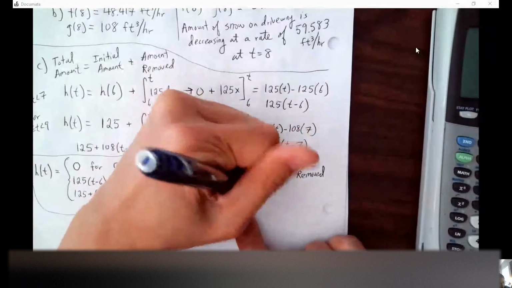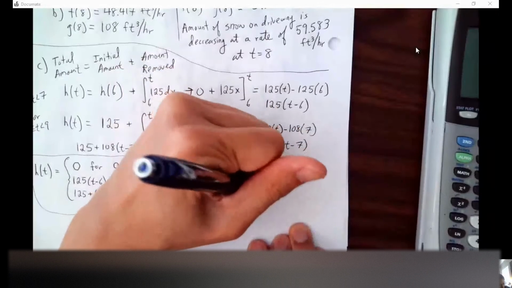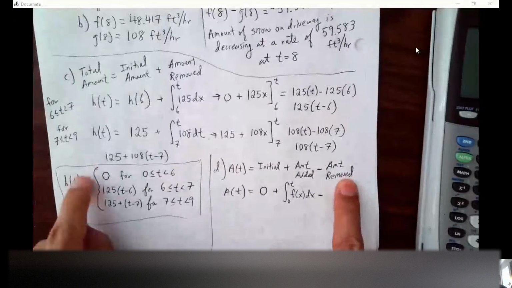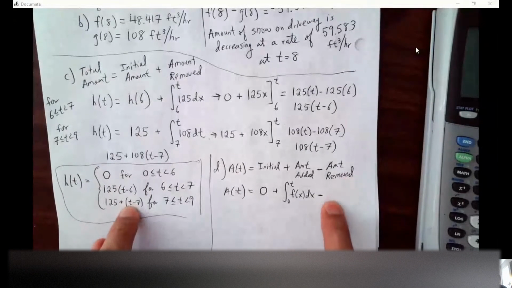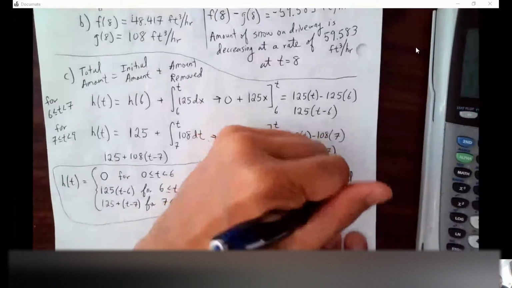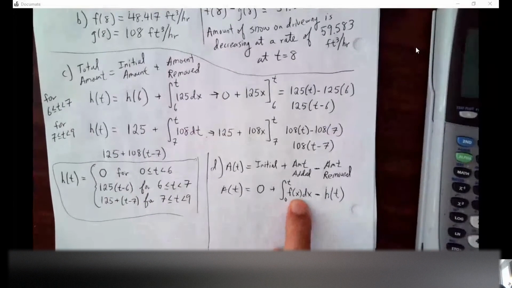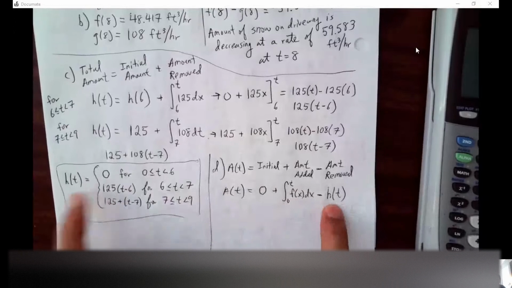And then the amount added, we know, is the integral from 0 to t of f of x. And then the amount removed, there's no more need for an integral here because h of t is exactly in terms of cubic feet. So we can just do h of t. The integral is needed for f because f is in cubic feet per hour, but h of t has been transformed to be cubic feet. So now we can find A of 9.